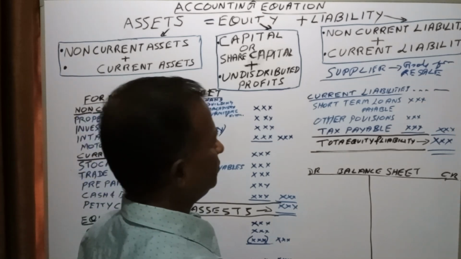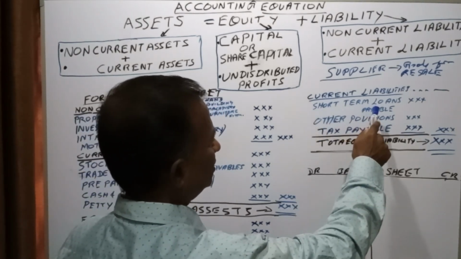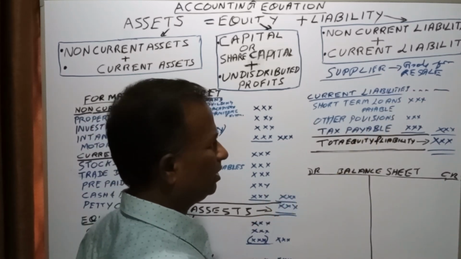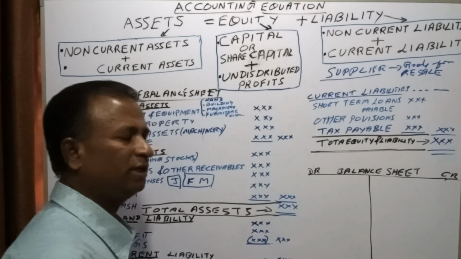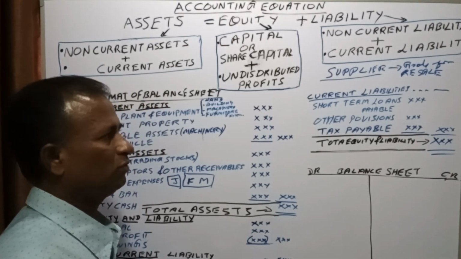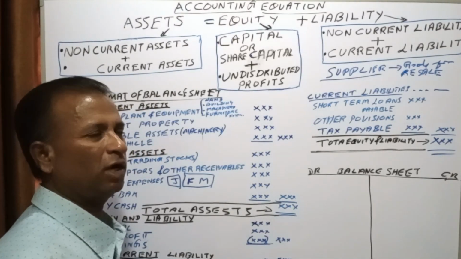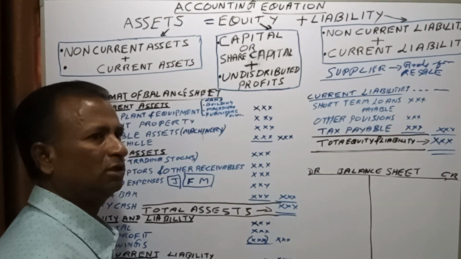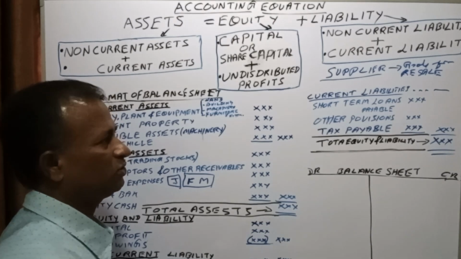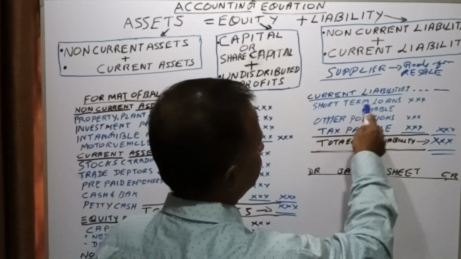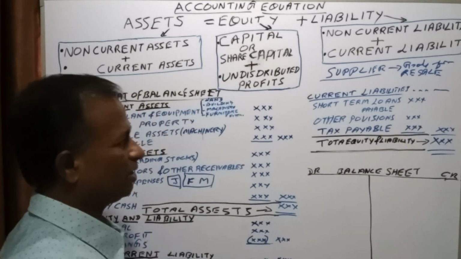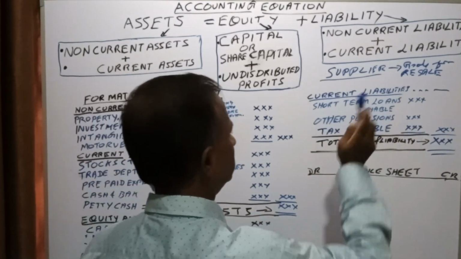And the next current liability is short term loans payable. If you have received any loans for a period of less than 12 months to be repaid, personal loans from your friends or anything, then that is called short term loans payable. Or bank overdraft, also a short term loan.